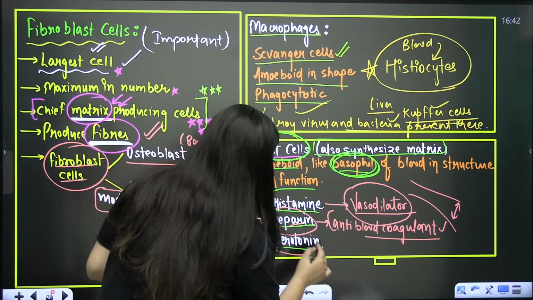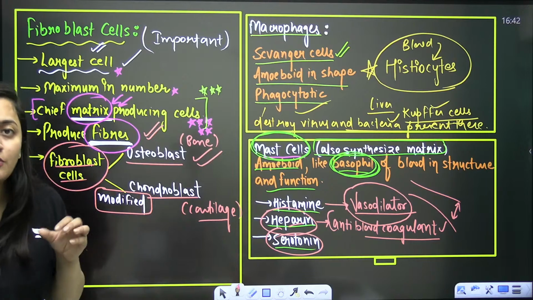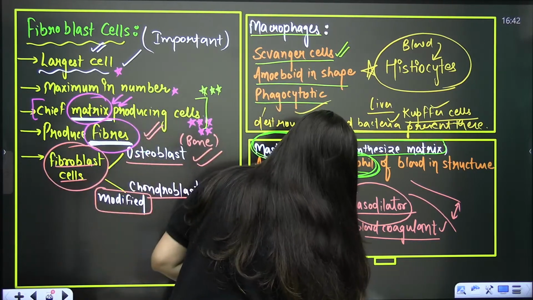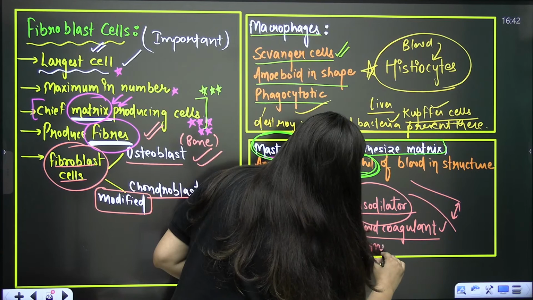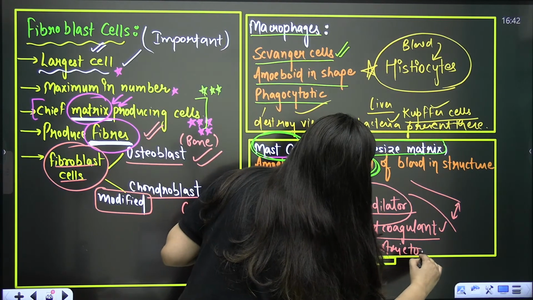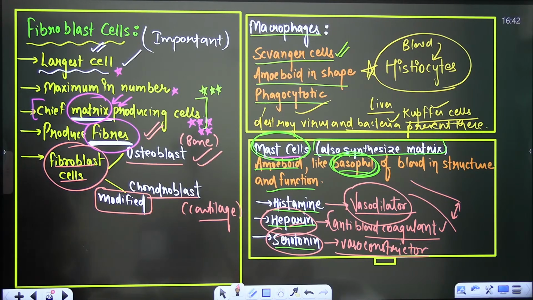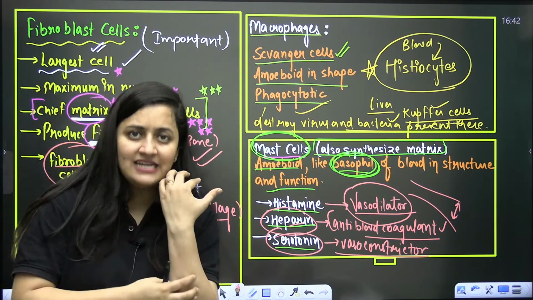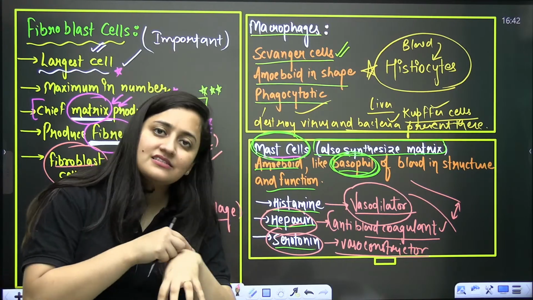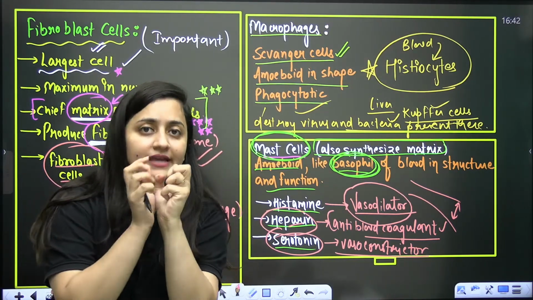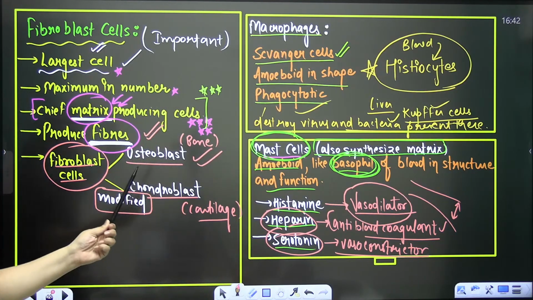And then comes serotonin. Serotonin is a vasoconstrictor. You know that it is a neurotransmitter, but it is also released by these mast cells. It is going to constrict the blood vessel and decrease the blood circulation. So whenever there is any injury with excessive blood loss, serotonin will be released so that it can stop the excessive loss of blood.